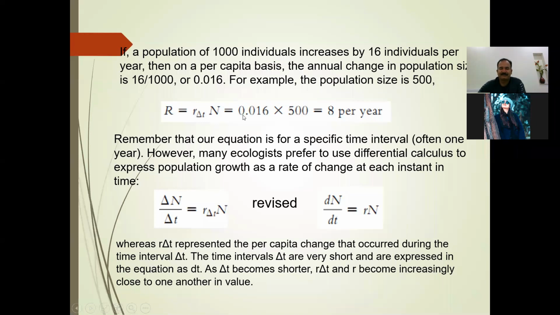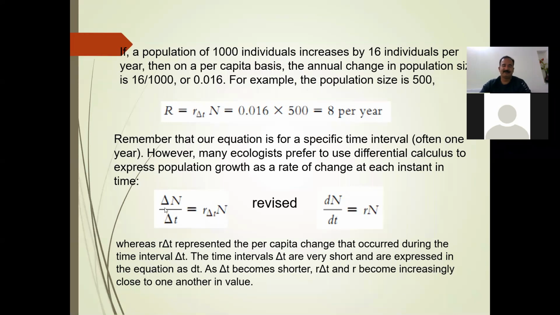And this is the value which we have already discussed, 0.016 times 500 individuals. So it means currently 8 individuals are added to the population. In this equation, we have a specific time interval. Often we take 1 year for the time measurement, and the time scale also varies according to the life history and age of the individuals.